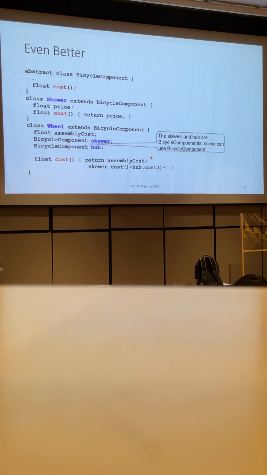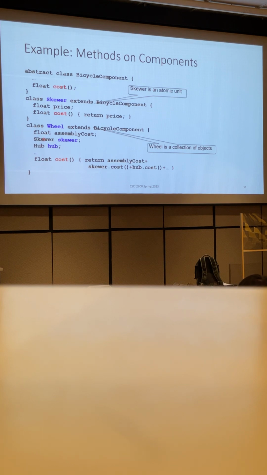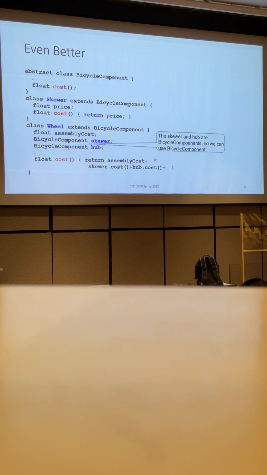So we can actually make this implementation a little better by using the bicycle component for their declared type of skewer and hub instead of making them fields of type skewer and hub. Why? Well, because then instead of calling skewer.cost and hub.cost, we would basically have a list instead of having them as separate fields. We could have a list of components. All of them would have type bicycle component.